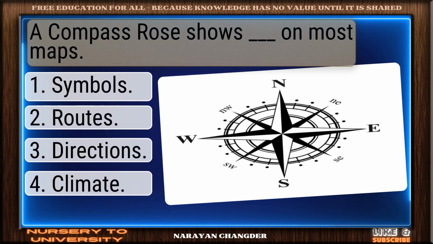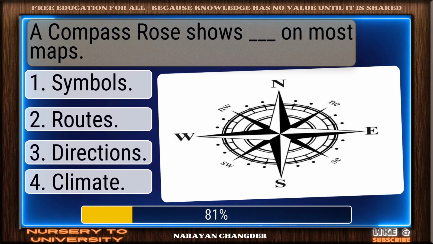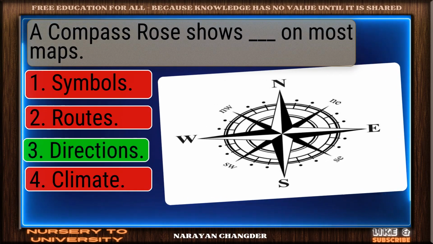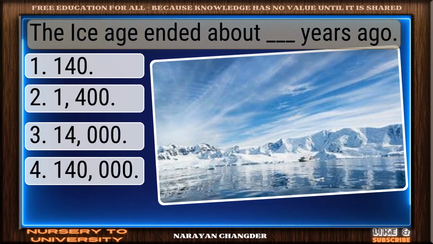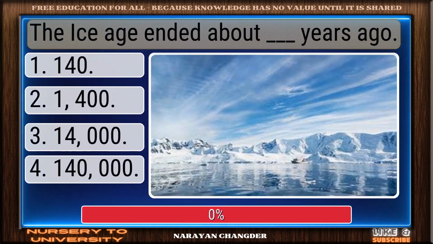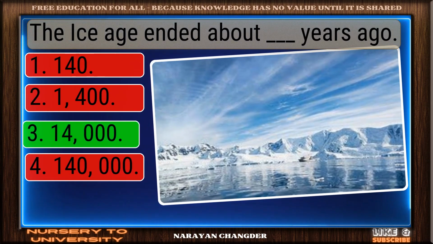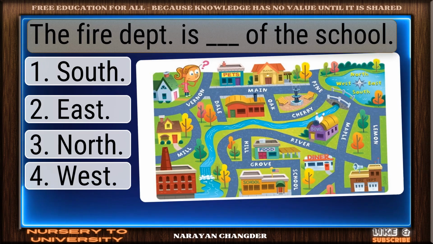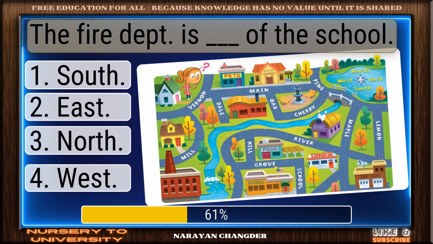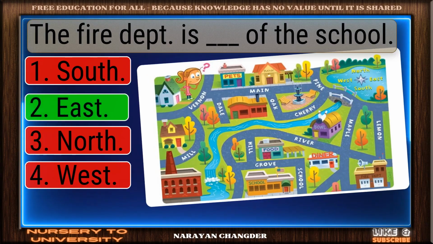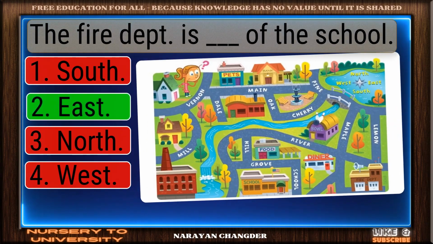A compass rose shows dash on most maps. Right choice. Directions is the best answer. The Ice Age ended about dash years ago. Good thinking. 14,000 is the right answer. The fire depth is dash of the school. Nice selection. East is the correct and valid answer.